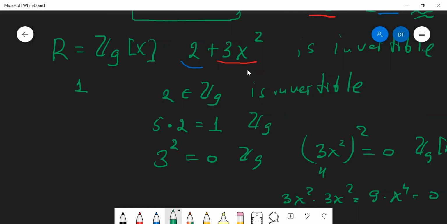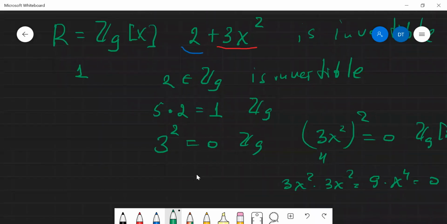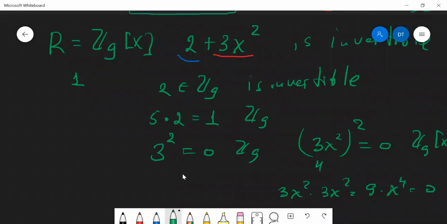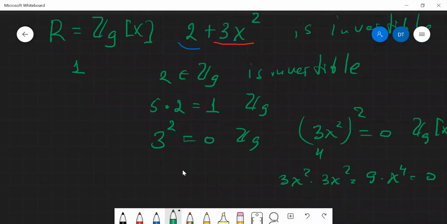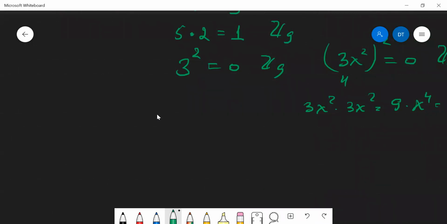1 plus... I'm not quite sure about my calculations. I just tried like 2 minus 3x squared and then multiplied by 5. Well, no, the result is wrong because the free term must be 5, not 1. Yep, I see. But let me show you how to compute the inverse.